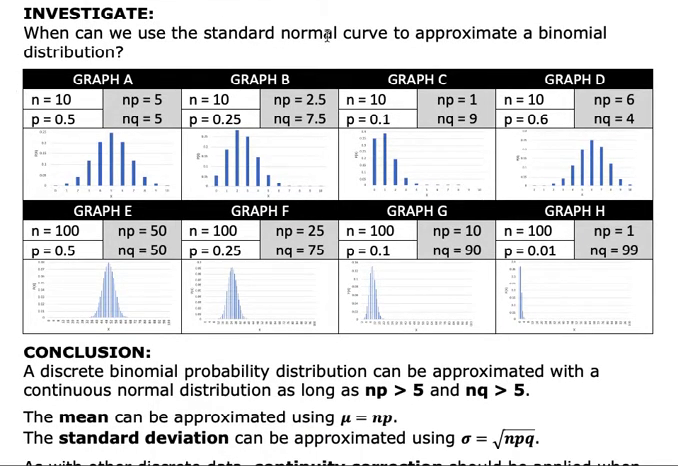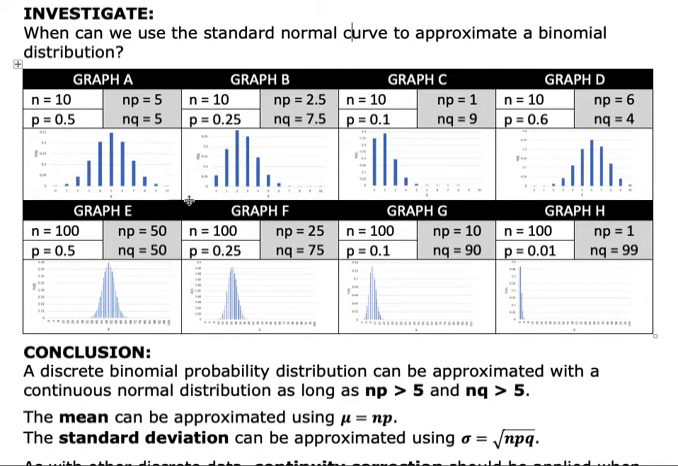When can we use a standard normal curve to approximate a binomial distribution? Remember, a binomial distribution is discrete, meaning that we have bars representing specific separate outcomes, and a continuous curve is a smooth curve. So let's investigate a couple of these cases by adjusting the following variables, n and p, and see how that affects our curve. So n is 10 and p is 0.5, and we have a symmetrical and unimodal, meaning one peak, curve. And that kind of matches our smooth curve.